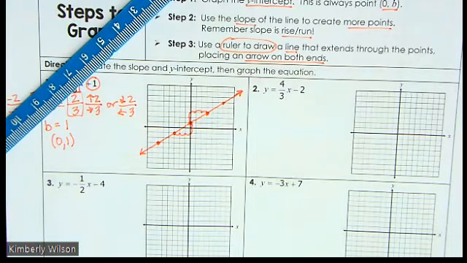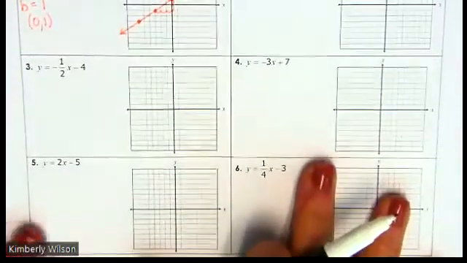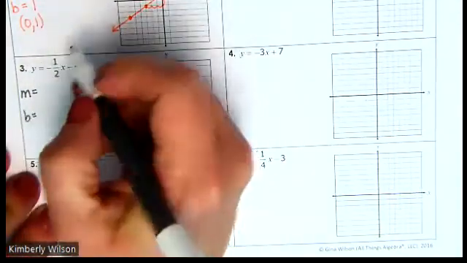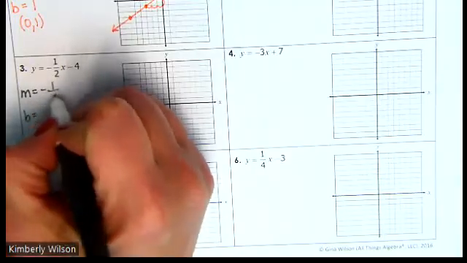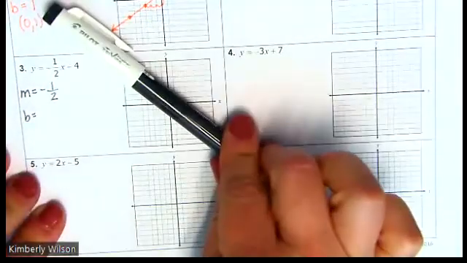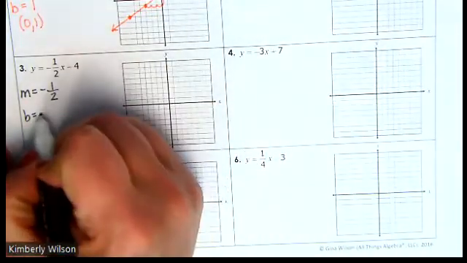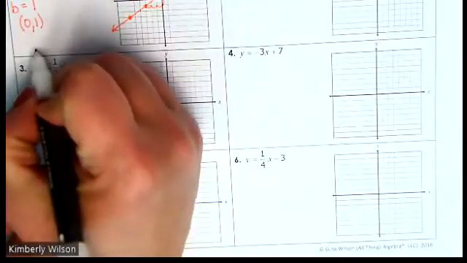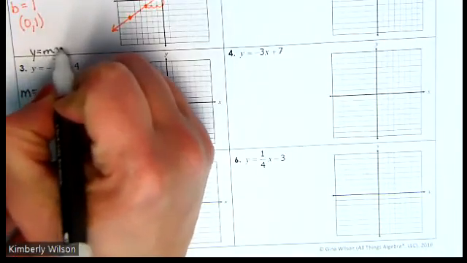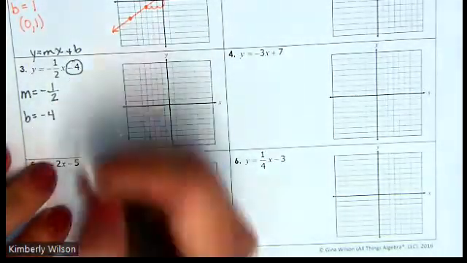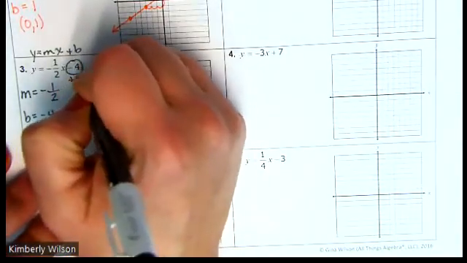Next example. Number 3. Okay, so I find my slope and my y-intercept. First thing I noticed, my slope, that's a -1/2. That means my graph better look like this. It better be going downhill. My y-intercept is -4. Because remember, this is y equals mx plus b. So all of that is my y-intercept because it can be written as plus -4.